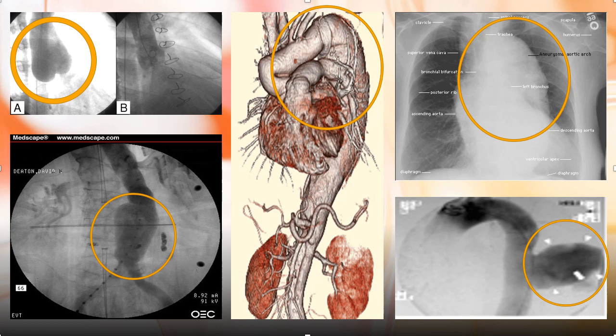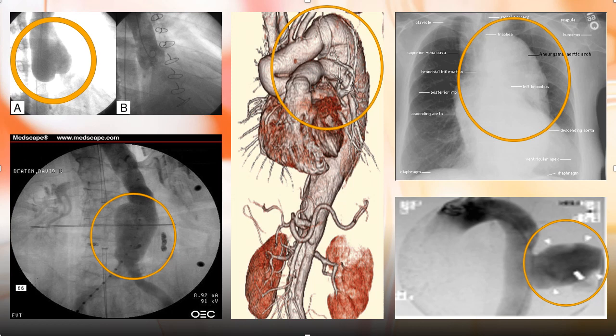In this slide, we can see different types of aortic aneurysm taken from different investigation procedures. On the left side, at the upper left, we can find a picture taken from an angiogram of the aorta with annulo-aortic ectasia. The left lower is another angiogram of the aorta showing an abdominal aortic aneurysm just before the carina or bifurcation.